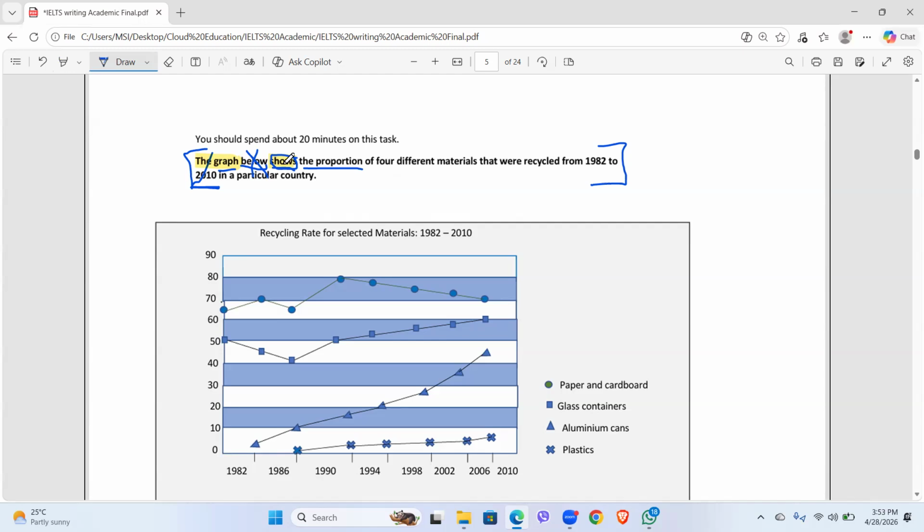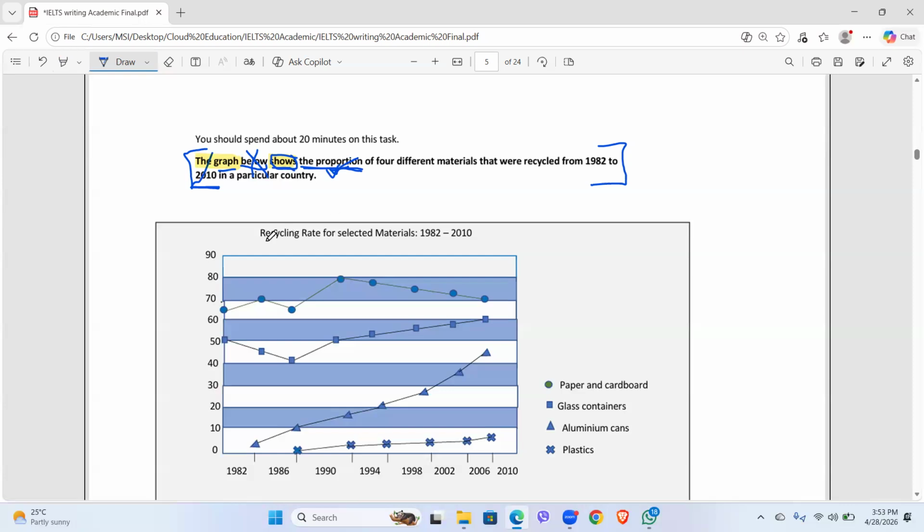In place of shows: indicates, illustrates, demonstrates, describes, highlights, provides information, gives information, right? And in place of the proportion, what can we write? It doesn't mean that you need to write all the synonyms. It is not necessary, but wherever we can do it, we do it. The proportion, in place of proportion, can we do?